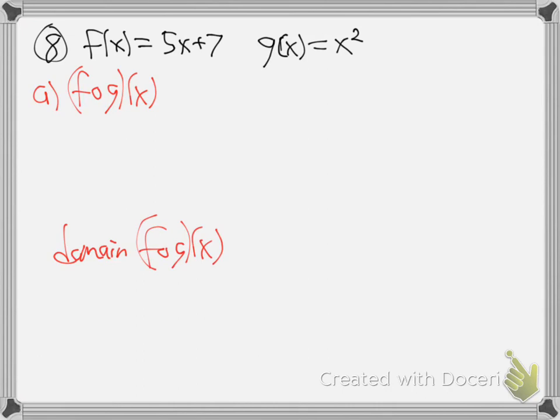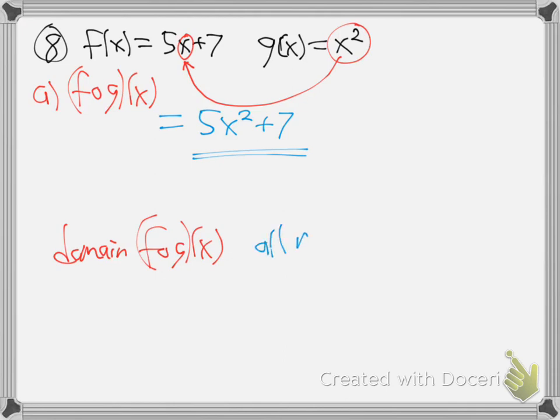Okay, so we got to take all of g and put it right there into f. So I'll let you do that. So we'll get 5x squared plus 7. That good for that? And then what's the domain?